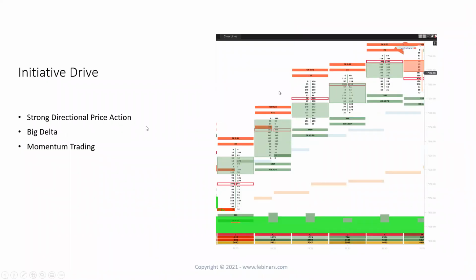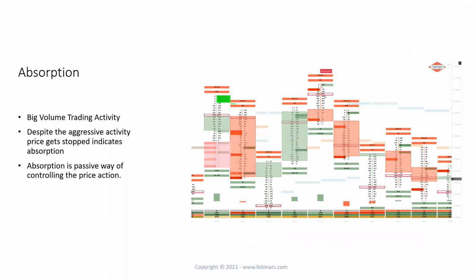So you'll be seeing momentum trading happening in the markets. Momentum trading means price will be moving faster. There are many times you would have seen that big volume happens, but still price is moving very slowly. Now, such kind of price action is what we call absorption. Absorptions are generally big volume activities.